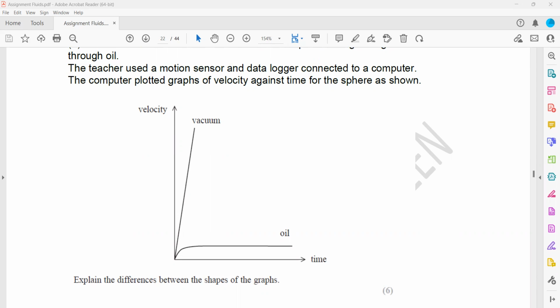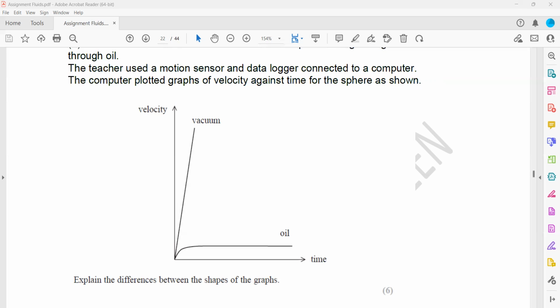So first thing, in a vacuum, the speed-time graph, the slope represents the acceleration. In a vacuum, it's a straight line. It means acceleration is constant. Whereas in oil, it gets curved and then horizontal. It means the acceleration is not constant. First, the acceleration decreases and then there's no acceleration. It's a terminal speed.